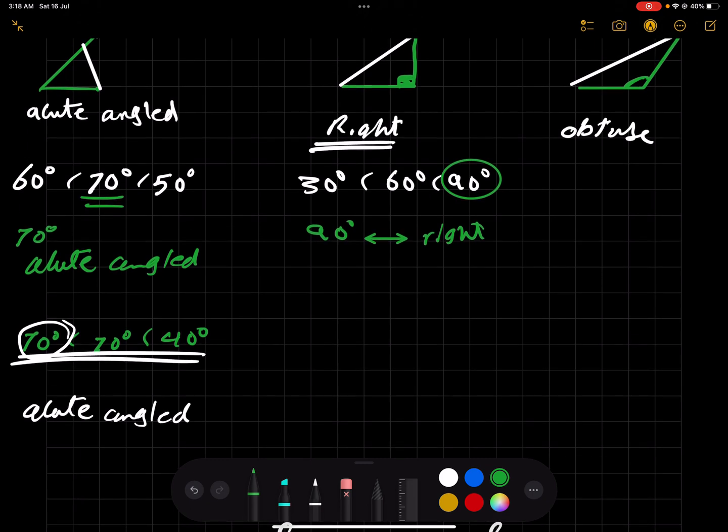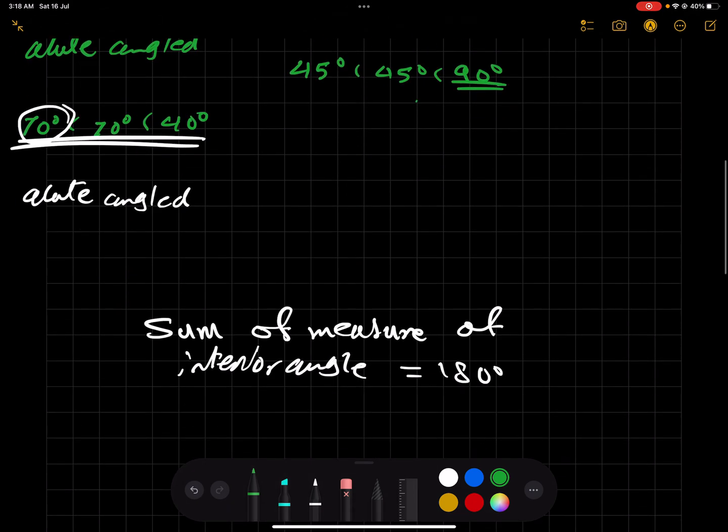What about the next one? If we have 45 degrees, and the third is 90, it will be the same thing. It will be right, because the greatest one here is 90, and as you know 90 is right, so it's going to be a right angled triangle. You can identify it by using a little square like this, which means that it's going to be a right angle triangle.